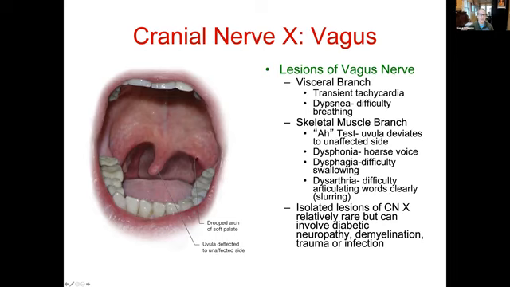The other is to just do the gag reflex itself, where you go in and touch the palate to see if you get, again, that bilateral response of the soft palate raising.